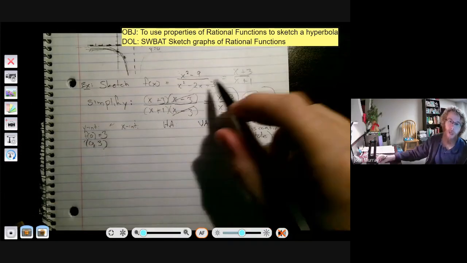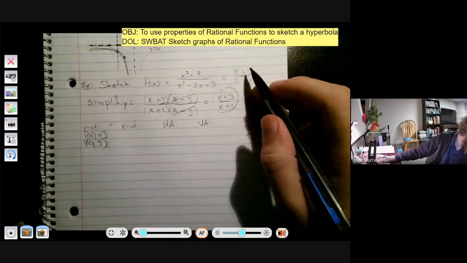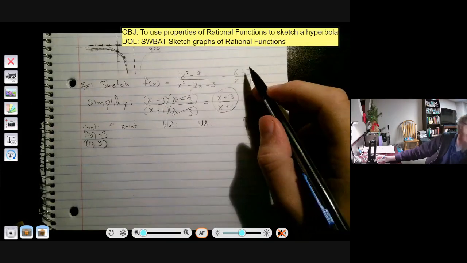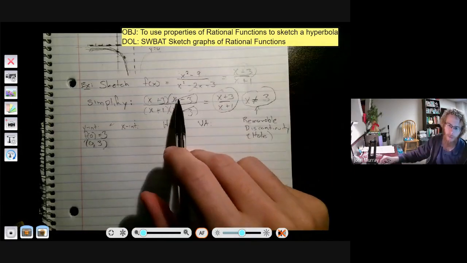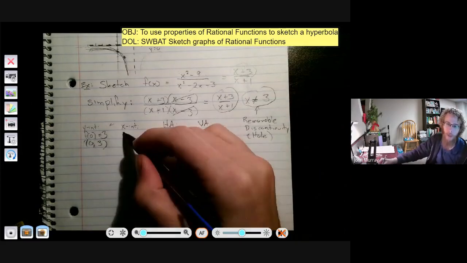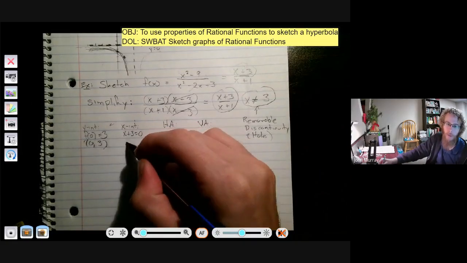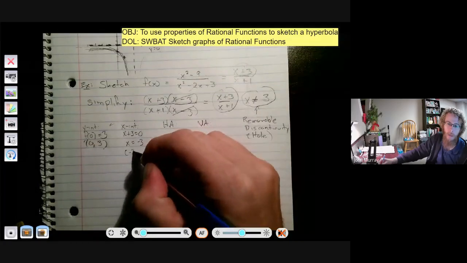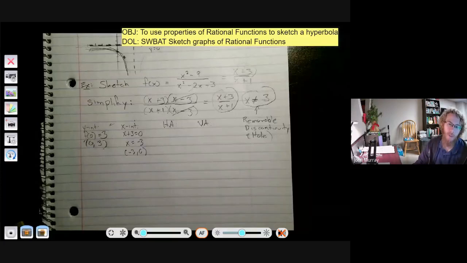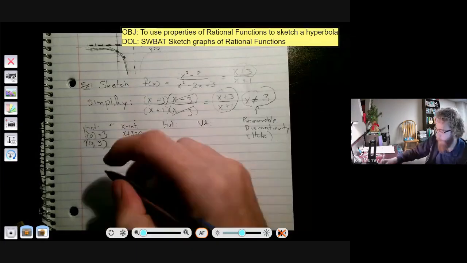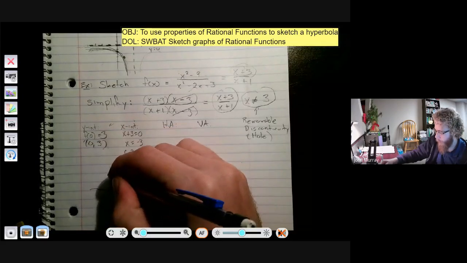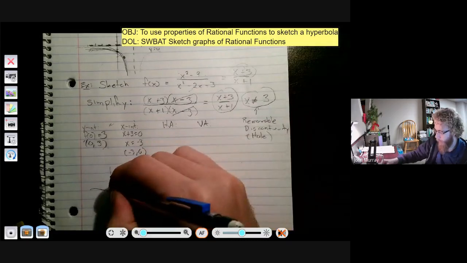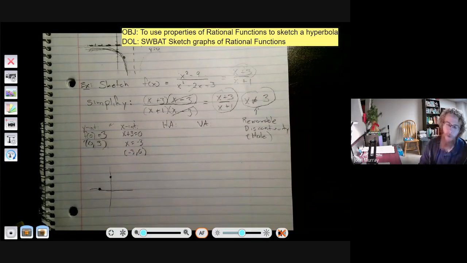My x-intercept: I look at my numerator. I eliminated the x minus 3, so that's gone. All I have is x plus 3 equals 0. So we have (negative 3, 0) as our x-intercept. All right, so start sketching it: my y-intercept at (0, 3), my x-intercept at negative 3. But again, right now, that doesn't really tell me anything.